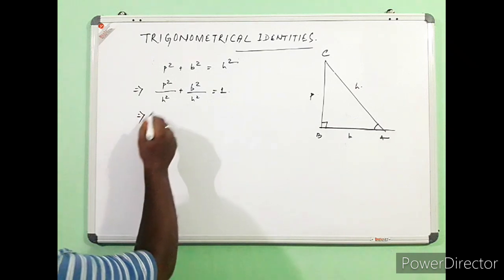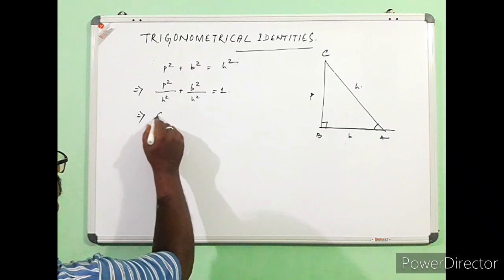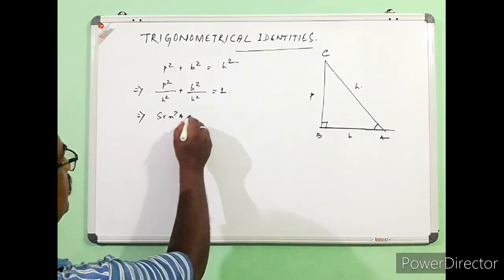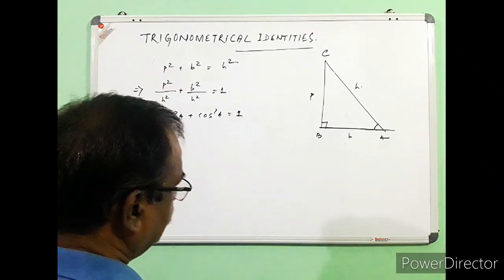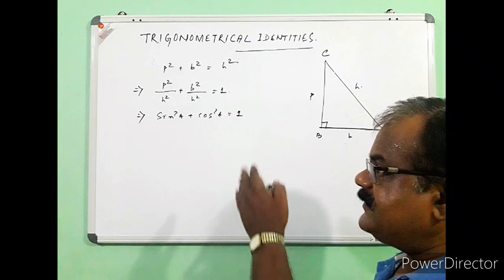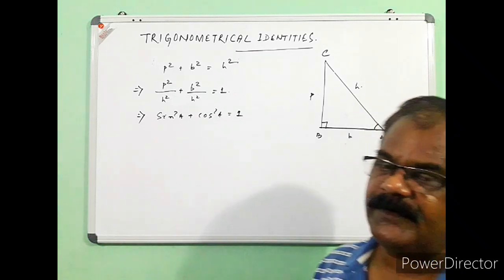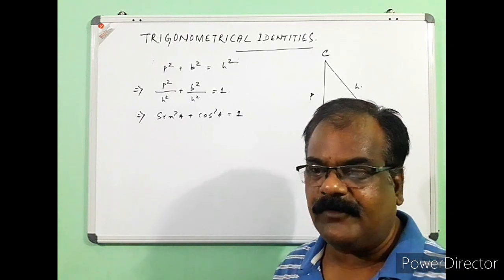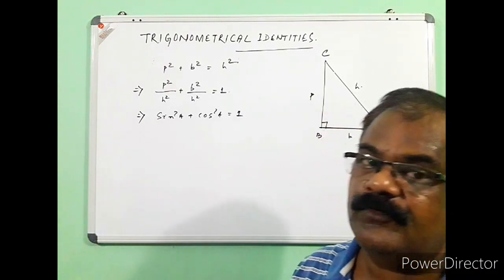On the other hand, trigonometrically we can say that P by H is sin A, so it is sin square A plus cos square A is equal to 1. This is the first identical relationship in the case of trigonometrical ratios, that the square of sine and square of cos is equal to 1. From this relation we are getting two more relations.